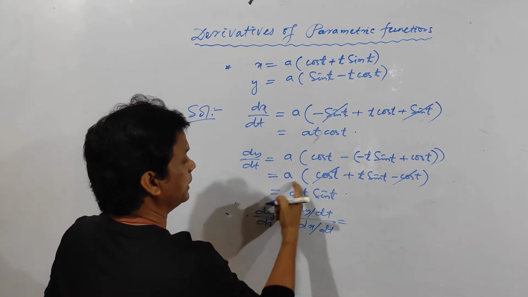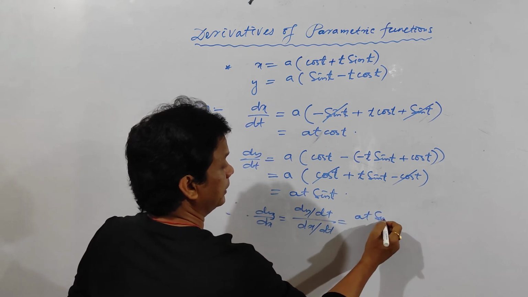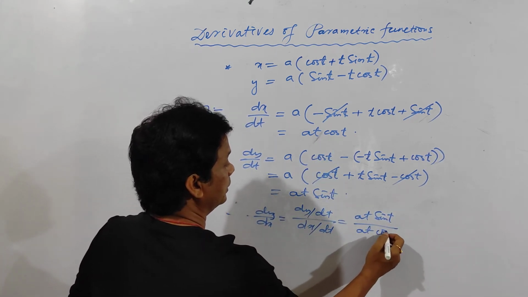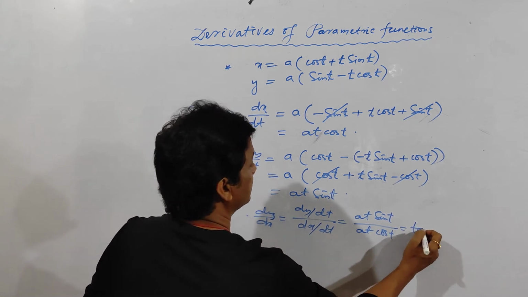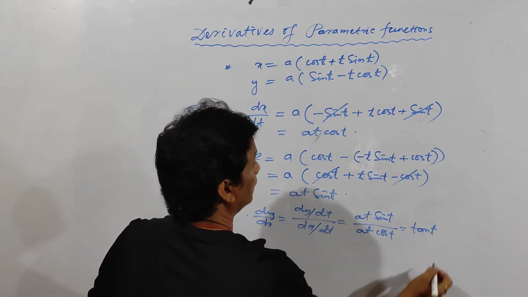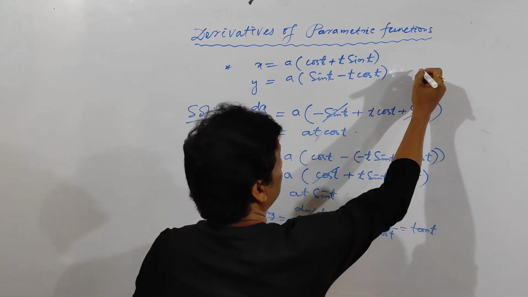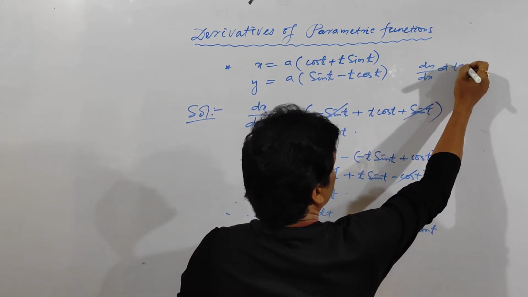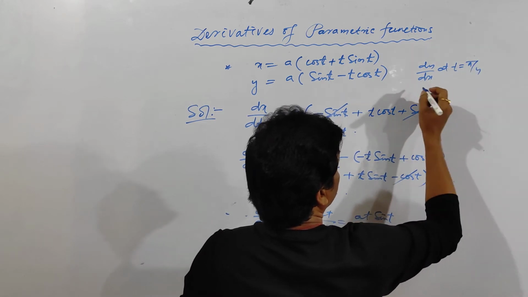So therefore dy by dx is equal to dy by dt divided by dx by dt. And what is dy by dt? A t sin t. And what is dx by dt? It is a t cos t. So a t cancel out, it is tan t. Clear? And if you want to find out dy by dx at t is equal to pi by 4.